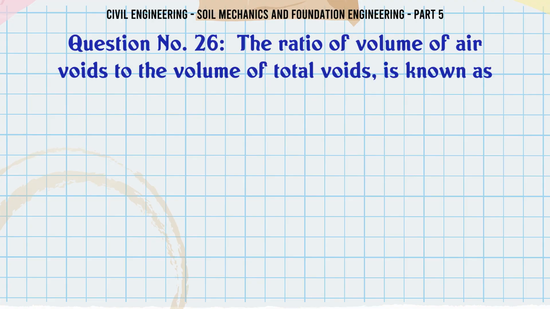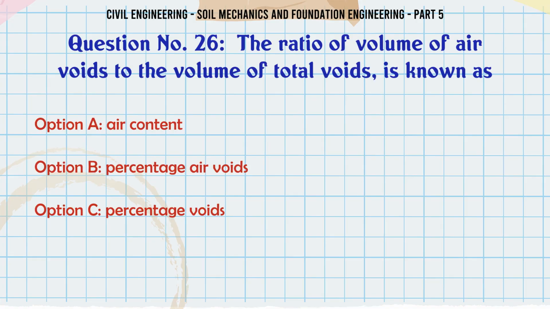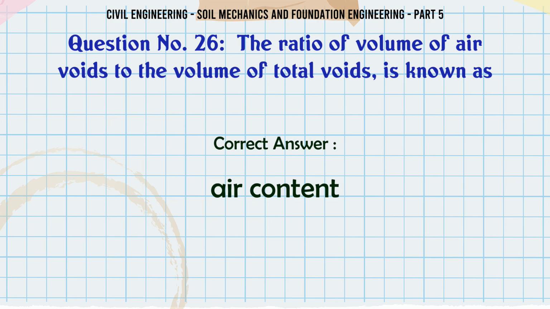The ratio of volume of air voids to the volume of total voids is known as A. Air content, B. Percentage air voids, C. Percentage voids, D. Porosity. The correct answer is air content.